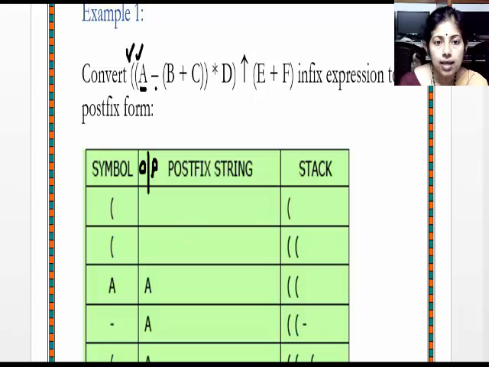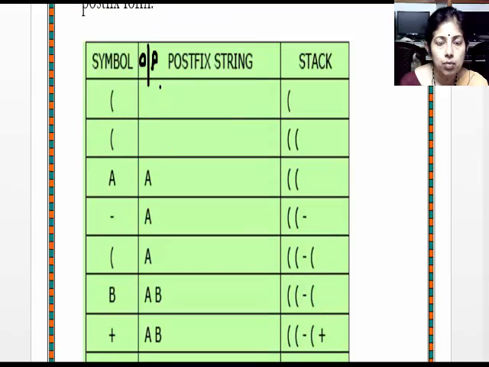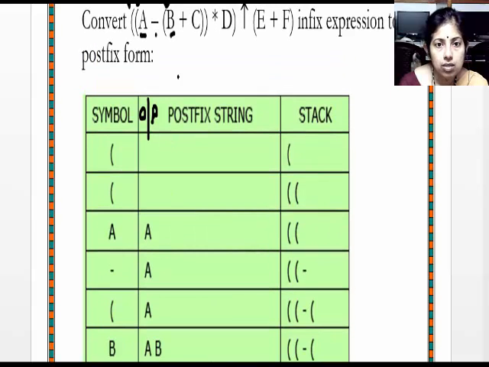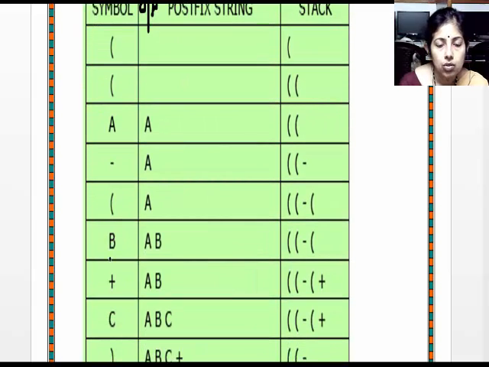And the next one is again an operator. So because it is an operator, you have to push it onto the top of the stack. And the next one is an opening parenthesis. So it is a symbol. So again push it onto the stack. And the next one is an operand B. So because it is an operand, just write the operand on the output buffer, that is the postfix string.